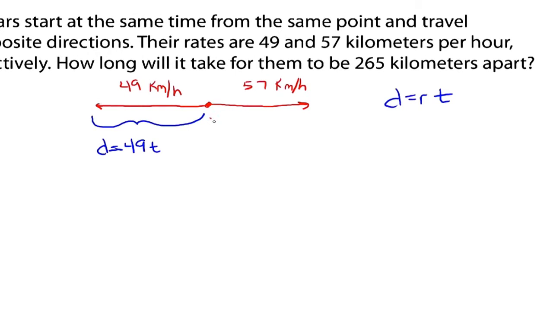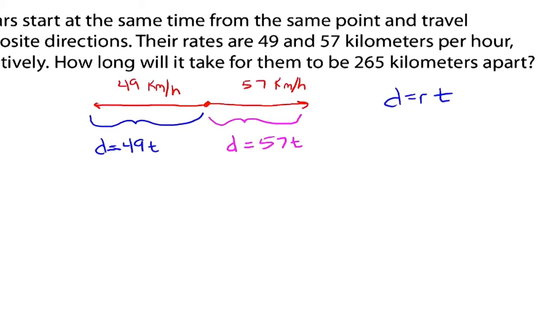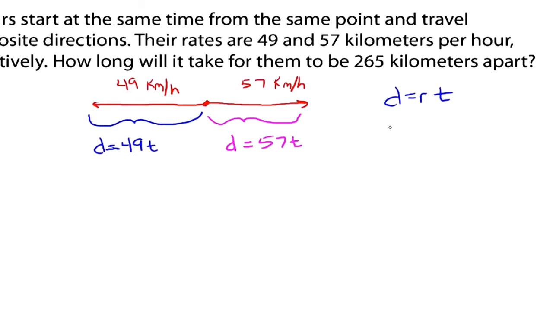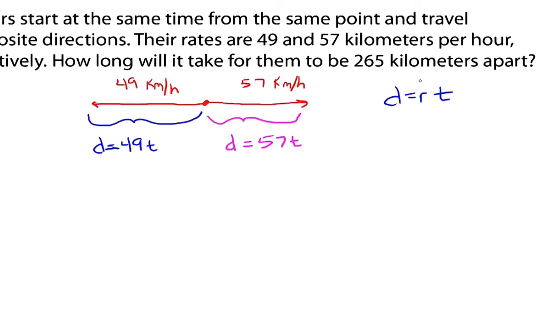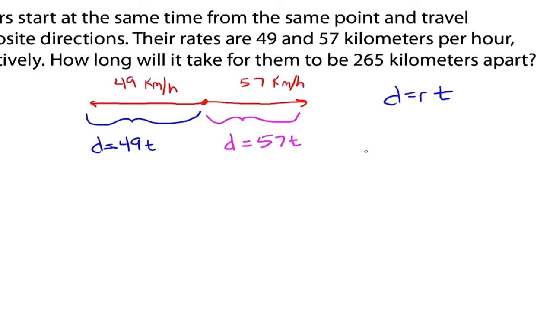This distance over here is 57t. Everybody see that? Because it's 57 kilometers an hour, and again, we don't know how long it is, but this distance over here to the right would be 57t. Now, we know that after so many hours, whatever it is, we want them to be 265 kilometers apart. So this distance to the left, 49t, and this distance, 57t, have to add up to 265 kilometers.